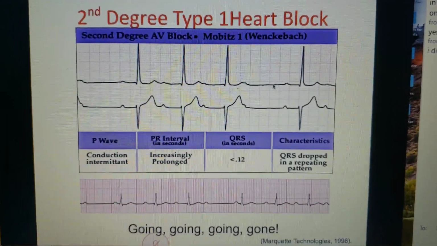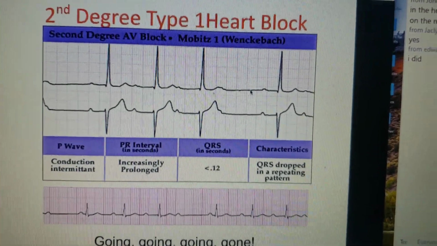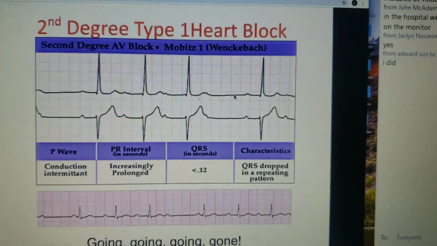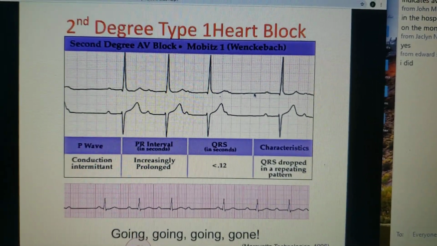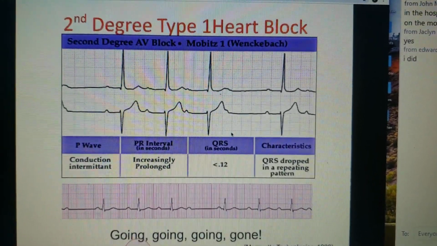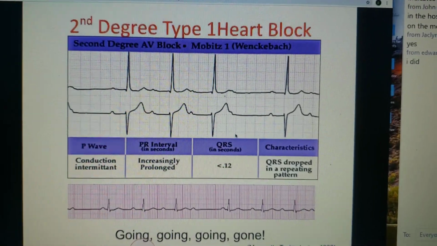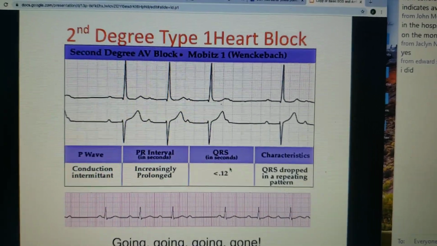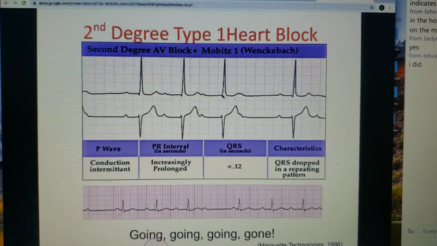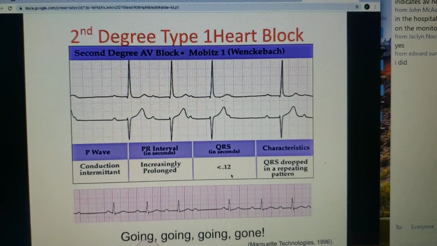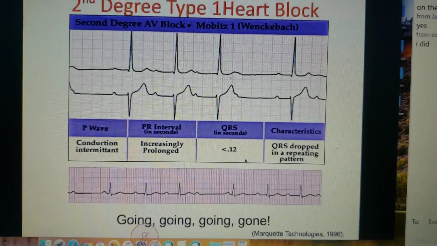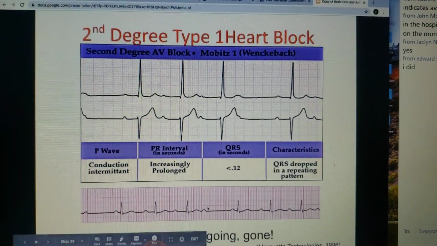And then everything ramps up again, and you get your P wave, QRS. P wave, QRS. P wave, QRS, and then you go P wave, nothing. So your PR interval is increasingly prolonged until you drop a QRS, and then it goes right back to normal. That is a second degree type 1. Your QRS is still narrow, but you'll have a P wave without a QRS. So you don't have a 1-to-1 relationship there. It's a repeated pattern.